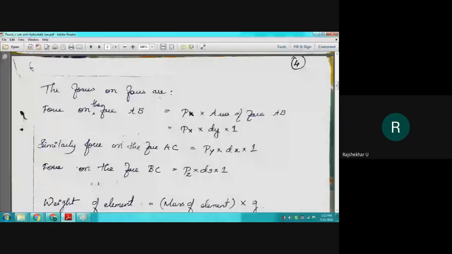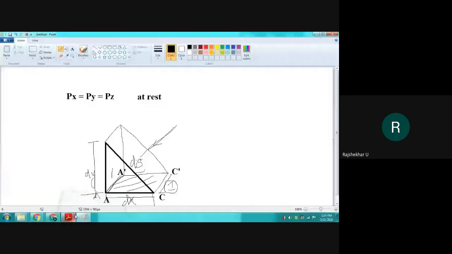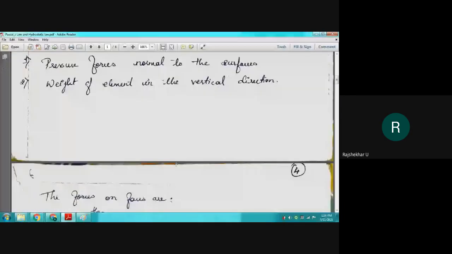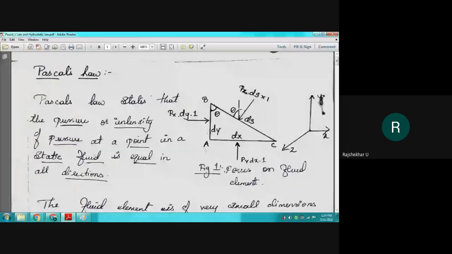So the force on the face AB: let's say this is the face AB. Pressure acting will be px into this area, px into dy into 1. Then the force on the face AC is py into dx into 1. The force on the face BC is pz into ds into 1. This is what we get.